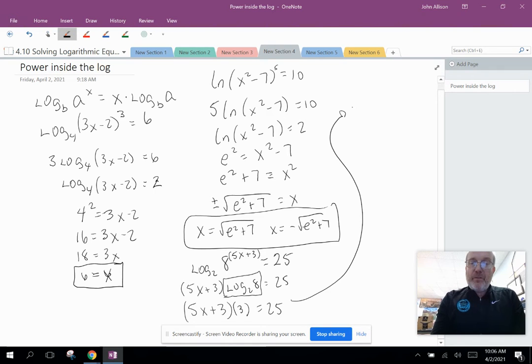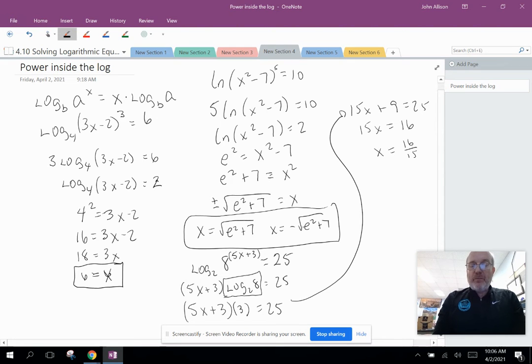We can distribute that 3 and get 15x plus 9 equals 25. Subtract the 9 from both sides and get 15x equals 16. And then divide both sides by 15. X equals 16 fifteenths.